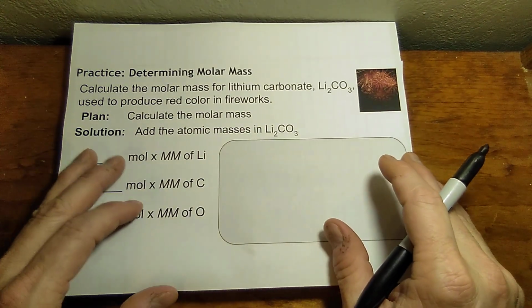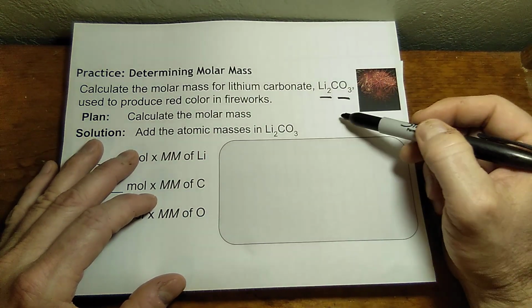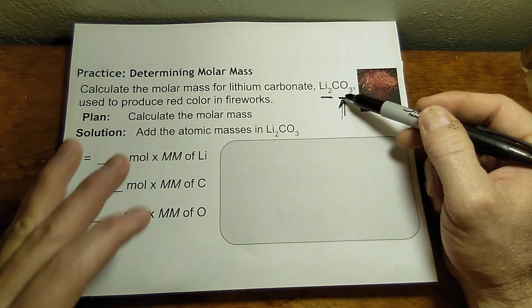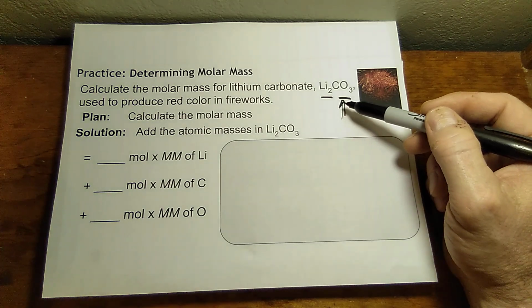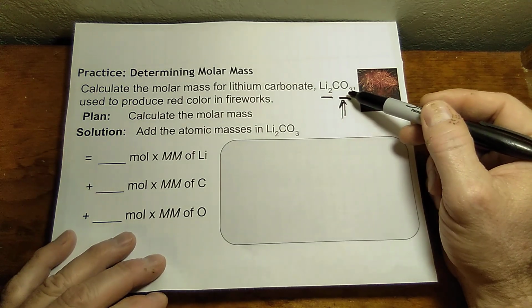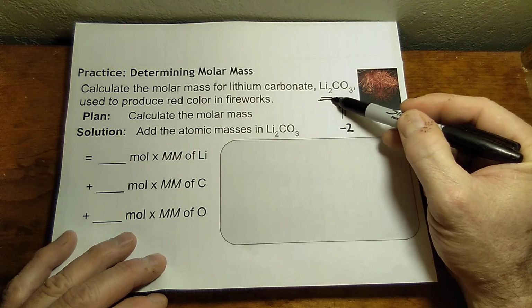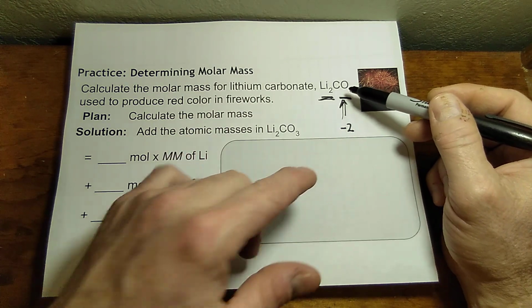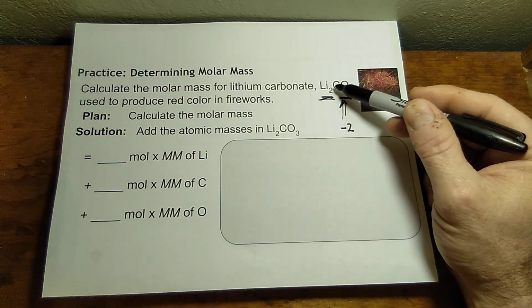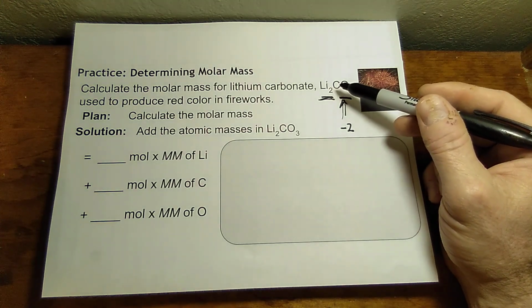So we can do this for any compound, whether it be ionic or covalent. In this case, we have lithium carbonate, and we have to know that's one of those polyatomic ions. You'll have to know carbonate has 1 carbon and 3 oxygens, and more importantly, it has a -2 charge. So we have to know that we have 2 lithiums so that they can cancel the -2 charge of carbonate. So this is our formula, the ionic formula for lithium carbonate.